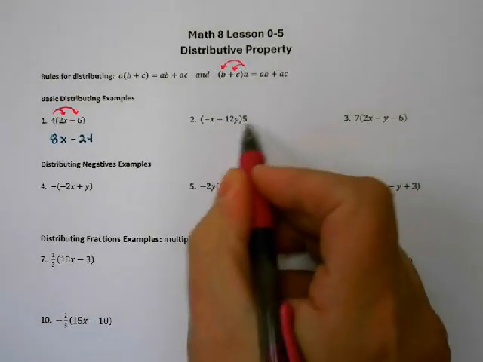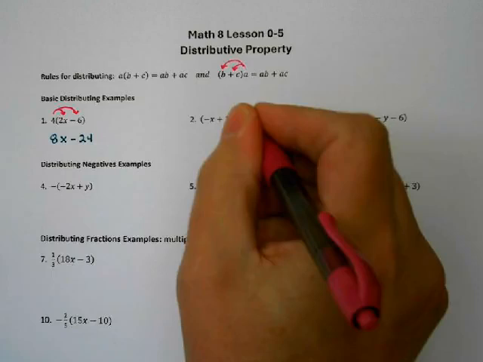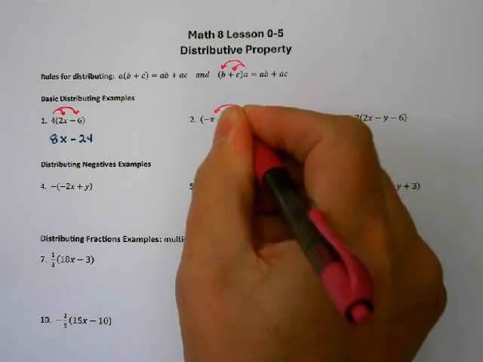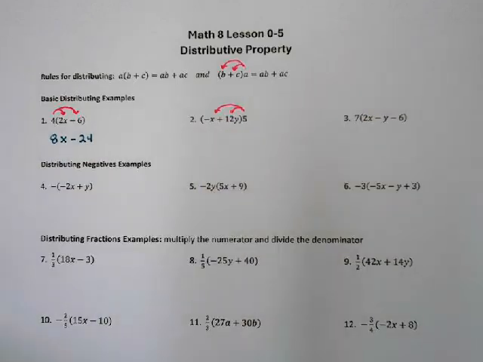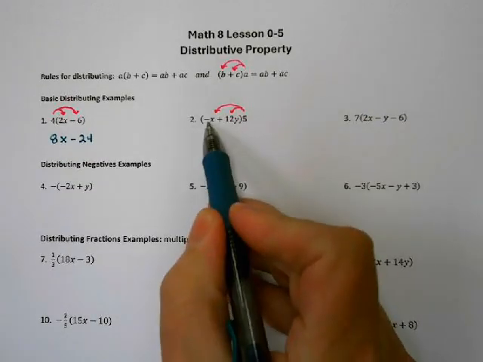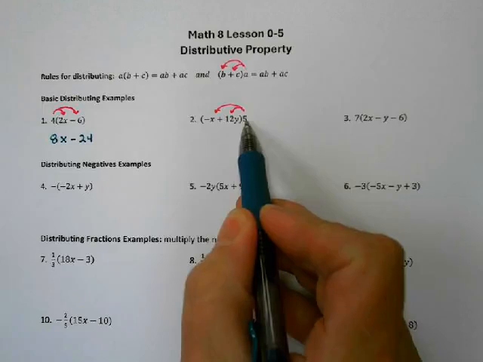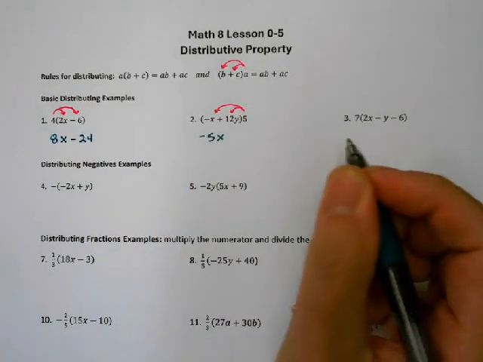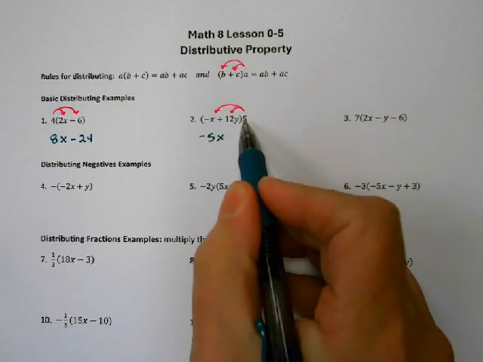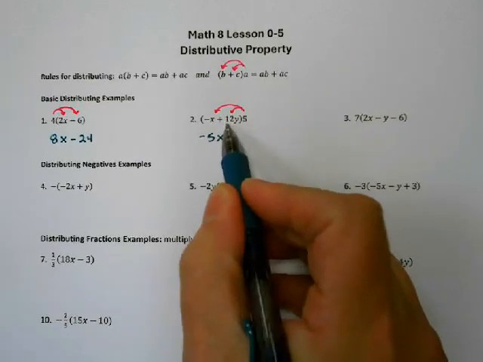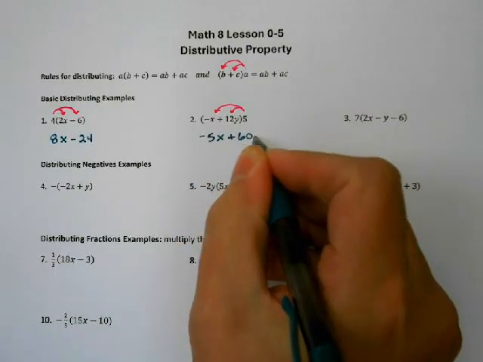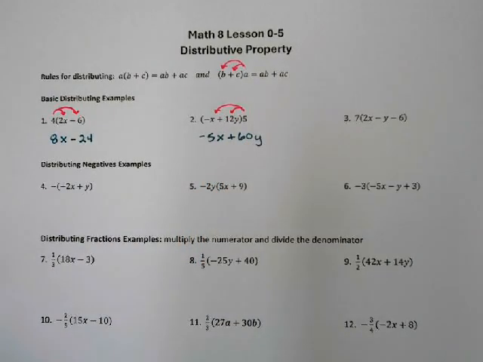Next one. The monomial is over here on the side, but that is okay because we can still go this direction. We can do 5 times negative x and 5 times 12y. So the coefficient's negative 1. Negative 1 times 5 is negative 5. And then the variable of x. And then we're going to multiply 5 times the coefficient of 12. 12 times 5 is 60. And then our variable of y.